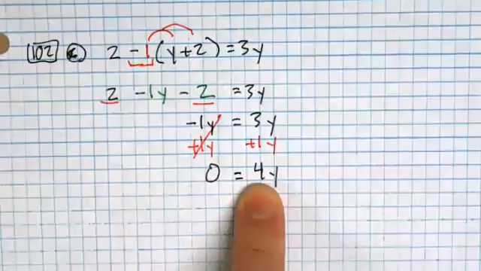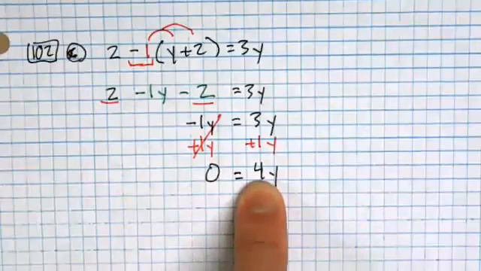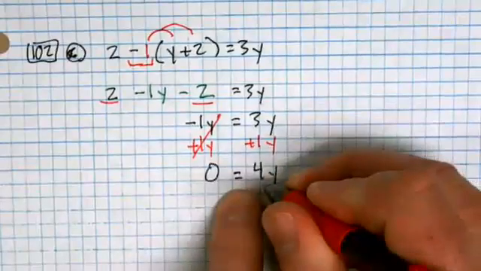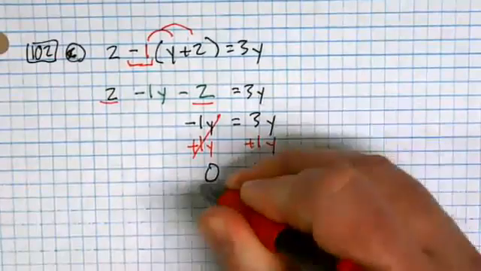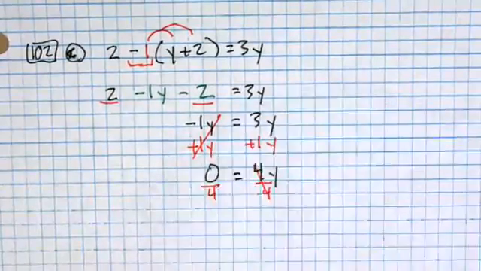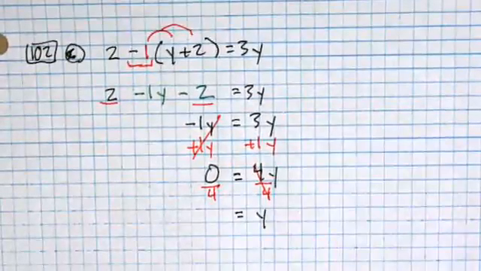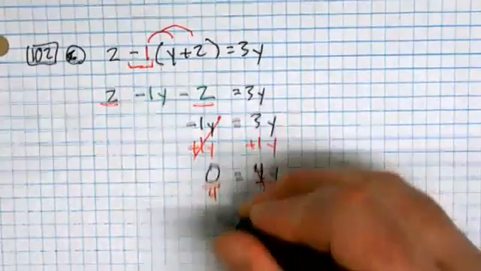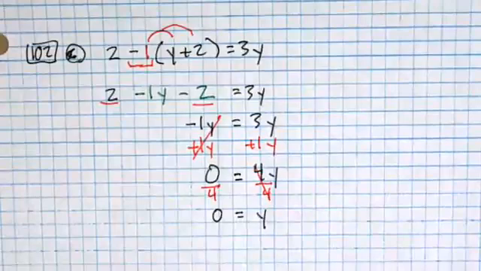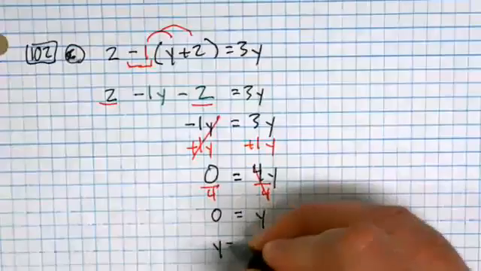We want to get this y by itself. Right now, it's multiplying by 4. We can get rid of multiplication by dividing. So I'll divide by 4 on both sides. And 0 divided by anything always has the same answer. 0 divided by anything is 0. So my final answer is y equals 0.